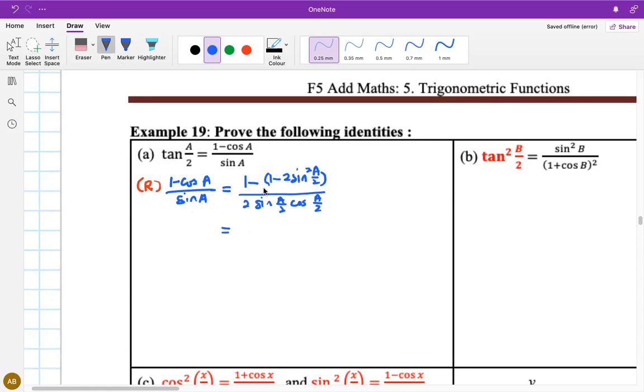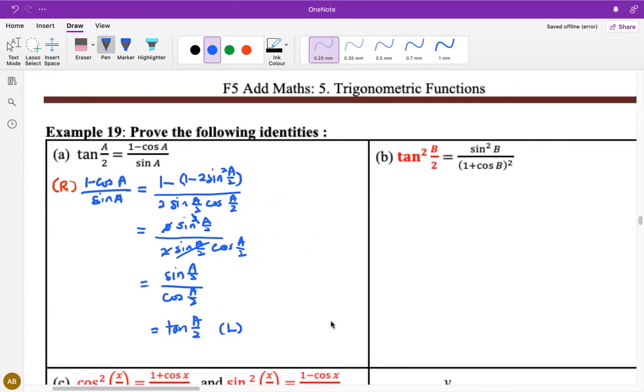Then we simplify. So 1 minus 1 is 0, negative negative is positive. So you get 2 sine square A over 2, then over 2 sine A over 2 times cos A over 2. So you can simplify this and this. 2 and 2 simplify. So at last you will get sine A over 2 over cos A over 2. So therefore it is tangent A over 2. That is your left hand side.